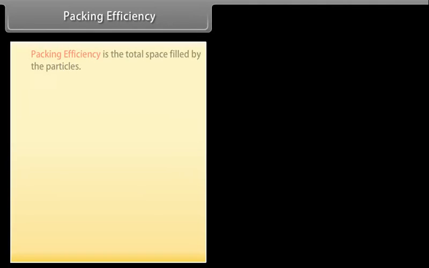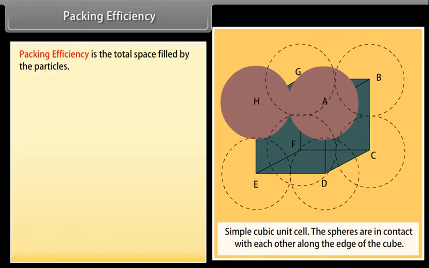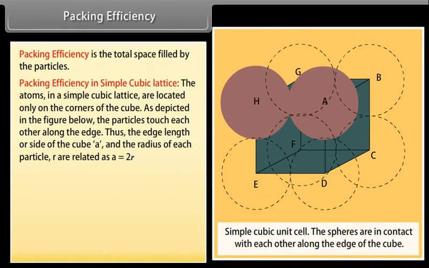Packing efficiency. Packing efficiency is the total space filled by the particles. Packing efficiency in simple cubic lattice. The atoms in a simple cubic lattice are located only on the corners of the cube. As depicted in the figure below, the particles touch each other along the edge. Thus, the edge length or side of the cube a and the radius of each particle r are related as a is equal to 2r.